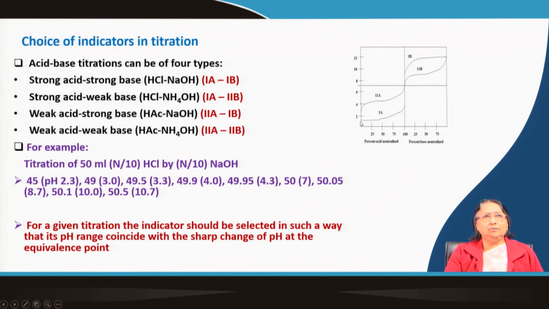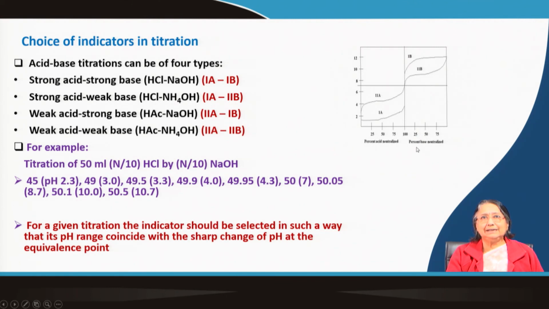But in case of this type of titration, strong acid versus weak base, okay, then this is the curve, 1A and 2B. So, the range is here only, okay. So, you can choose some indicator where the pH range will fall in this range, okay. But if your titration is like this, weak acid and strong base, say for example, acetic acid and NaOH, then 2A 1B curve, that means this is the pH change.